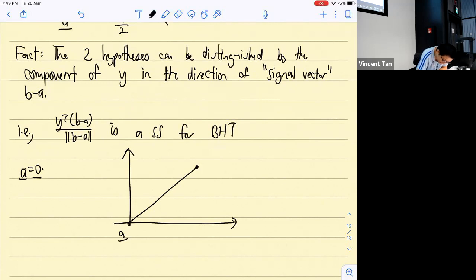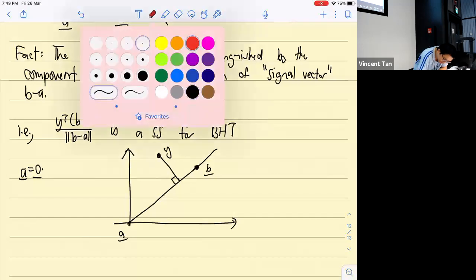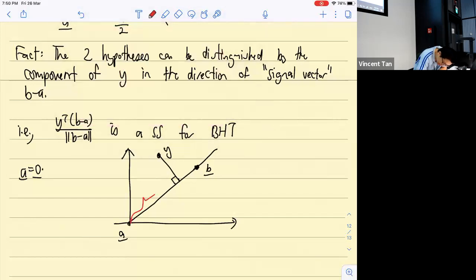I can draw this particular line here, and this is my B. And this is Y. Maybe this is B, but this is Y here. So I'm looking for the projection of Y onto this. And this segment here is nothing but B minus A, well, A is equal to 0, never mind, transpose Y over norm of B minus A, B minus A. Okay, in the general case.